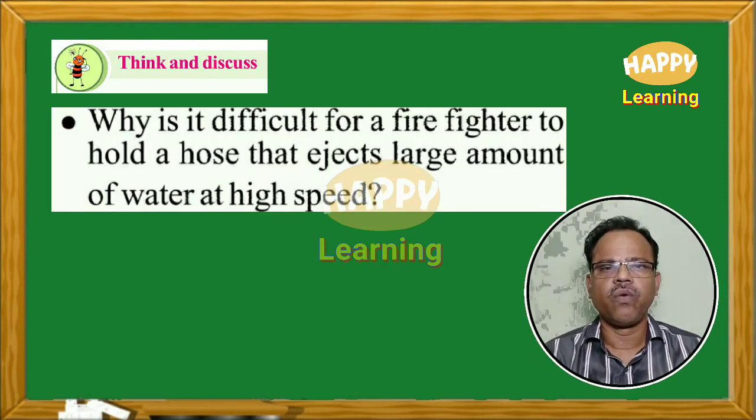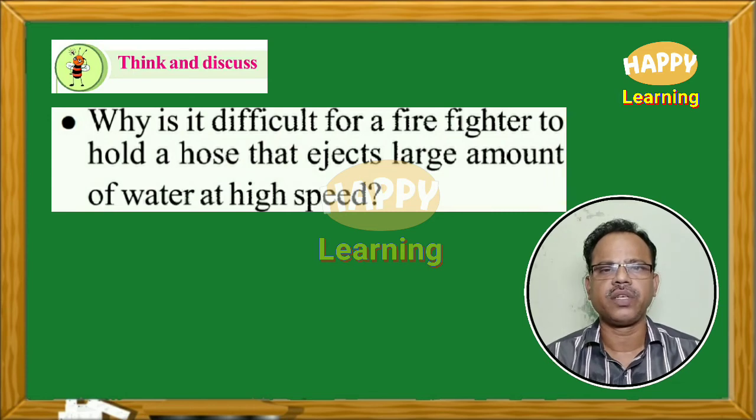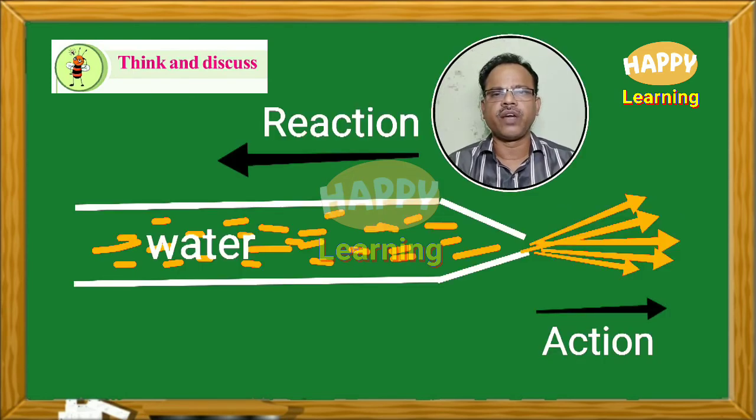Next, why is it difficult for a firefighter to hold a hose that ejects a large amount of water at high speed? Whenever there is a fire, firefighters sprinkle water using a pipe called a hose pipe. By using motors, they eject the water at a large, high speed. So it is difficult for the fireman to hold that hose because the water is ejecting at a greater speed.